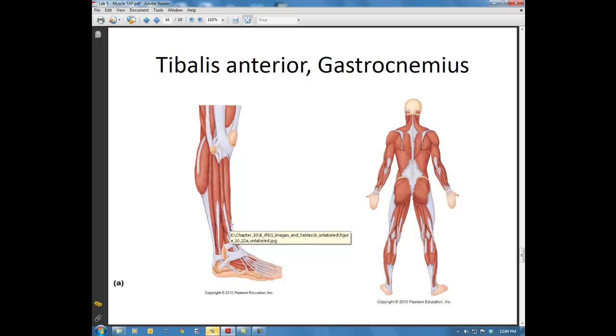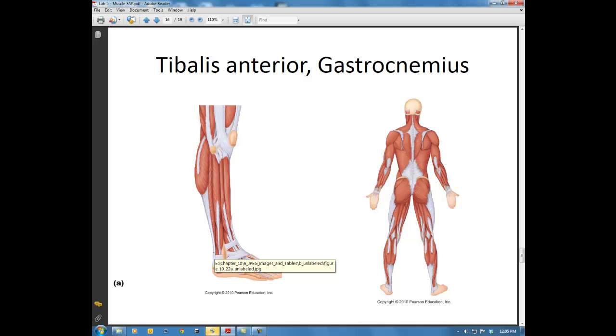The gastrocnemius is known as the calf muscle, and it has a long tendon, which we call the Achilles tendon here in the ankle region. That helps to plantar flex the foot. To plantar flex means to point your toes. So if you're walking on your toes as a ballerina would, that's plantar flexion, and that's going to cause an action from the gastrocnemius to accomplish that motion.